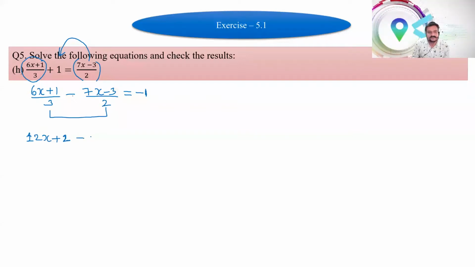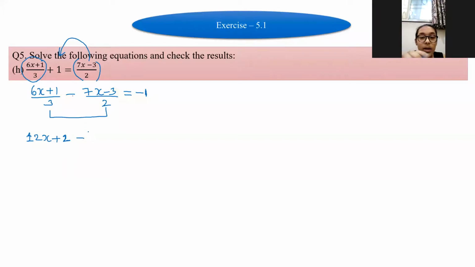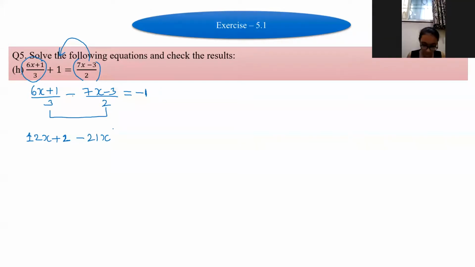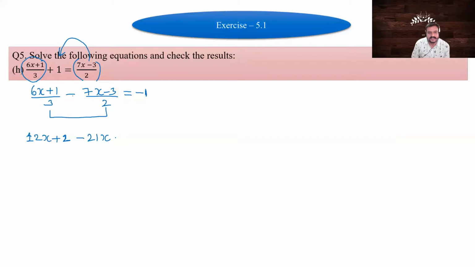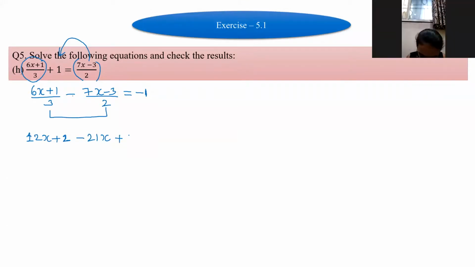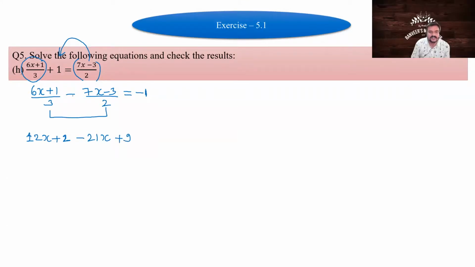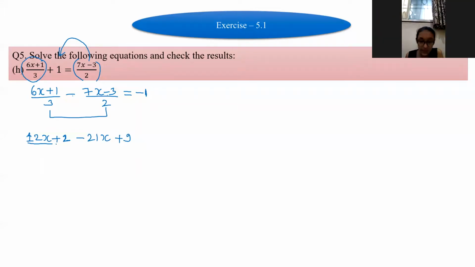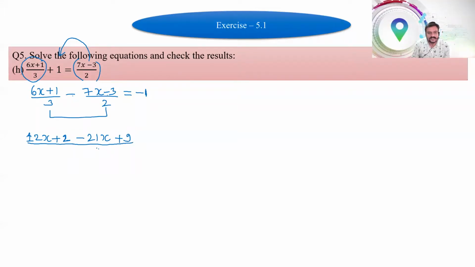Minus 7x into 3, that is 21x. Yes, minus 21x. And plus 3 into 3, plus 9. 3 threes are 9. This minus into minus will become plus. Upon 3 twos is 6, upon 3. Yes.